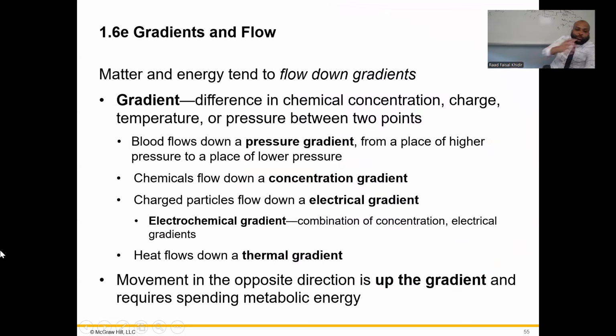Okay, we talked about gradients, and we said that a gradient is a separation. There's a difference in the chemical concentration, the charge, the temperature, or the pressure. We talked about how blood flows from an area of high partial pressure to an area of lower partial pressure. We even talked about how chemicals flow down their concentration gradient from an area where there are a lot of molecules to an area where there are fewer molecules.